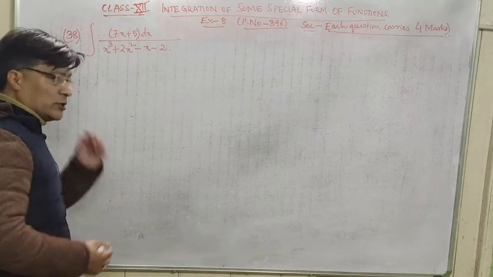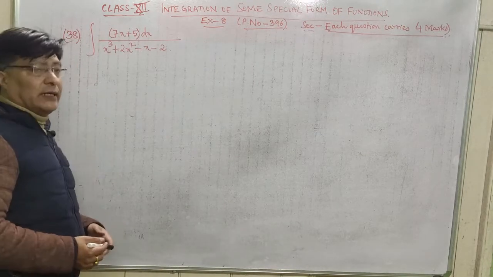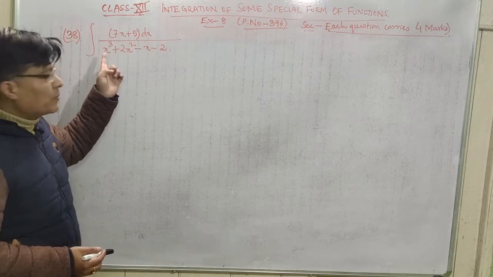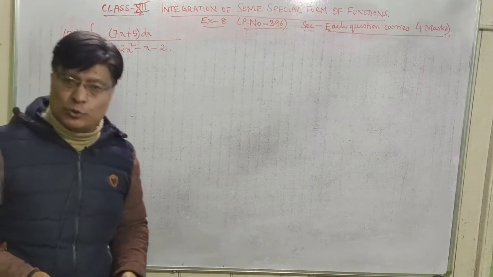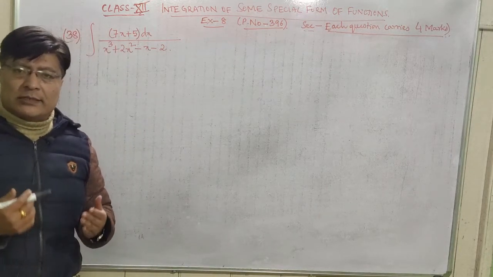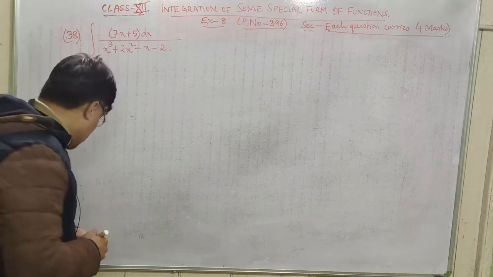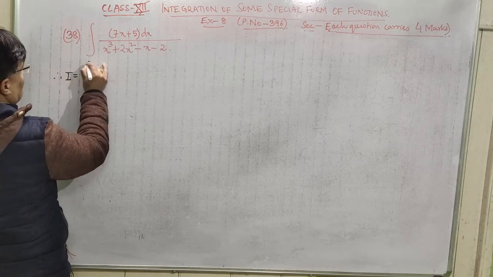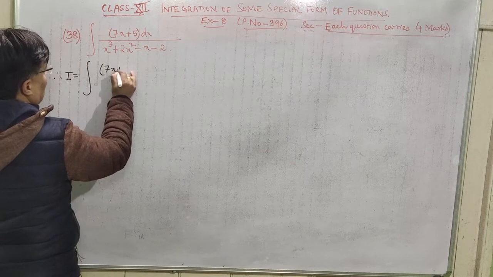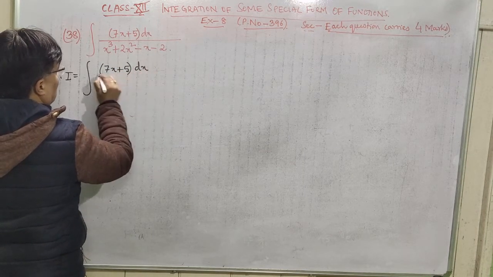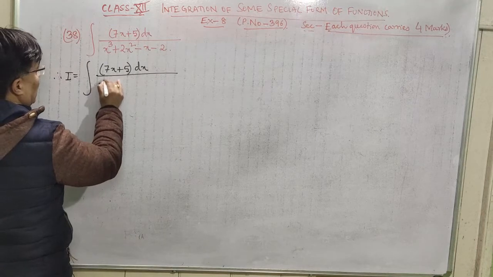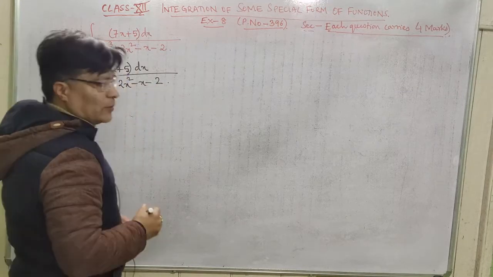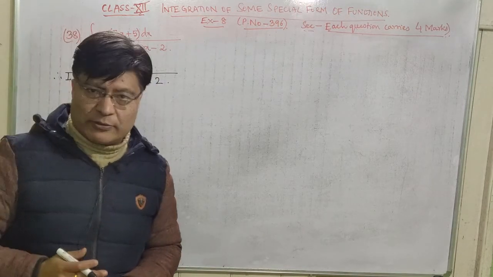So now we'll do question number 38. You have to integrate (7x + 5) dx divided by x cube + 2x square − x − 2. In this case also, let us factorize the denominator. So first of all, let us write I equals the integral of (7x + 5) dx divided by x cube + 2x square − x − 2. Now let us factorize it.